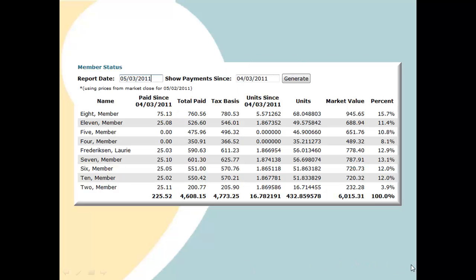You can find out what your tax basis is at any time on the member status report. If you withdrew all your money from the club on the date of the report, you would have a capital gain or loss equal to the difference between this column plus any allocations you've accumulated during the current tax year and the market value of your share of the club shown in this column.